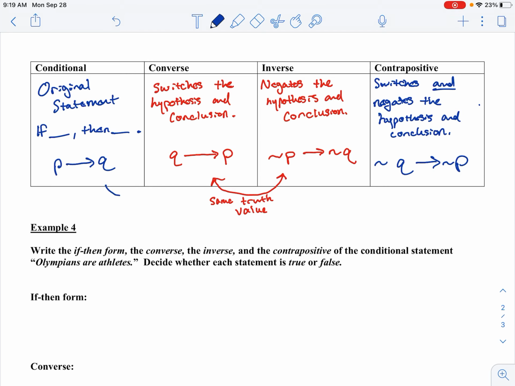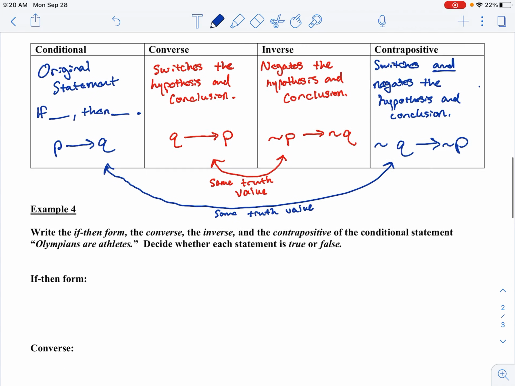And maybe some of you guys were able to guess this, but these two will also, just like the converse and inverse, have the same truth value, meaning if the original statement is true, then the contrapositive would be true. If the conditional statement is false, then the contrapositive will be false.